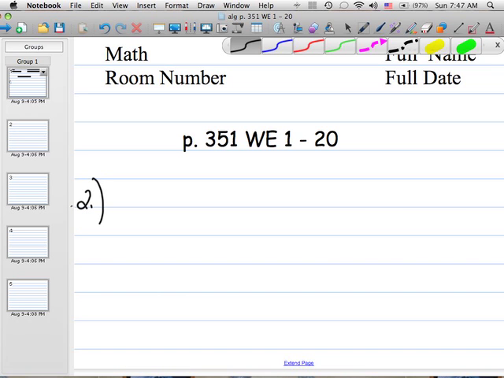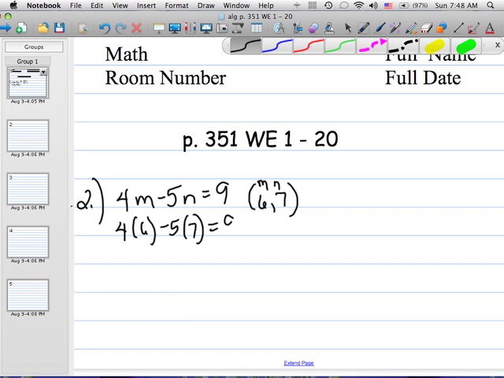The problems, you have to state whether each ordered pair is a solution of the given equation. So I want you to substitute in and show that it either works or it does not. So here we have 4m minus 5n equals 9, and our first ordered pair we're testing is (6, 7), so 6 will be m and 7 will be n. So 4 times 6 minus 5 times 7, we're seeing if that makes 9. That's 24 minus 35, and 24 minus 35 is negative 11, and that does not equal 9. So our answer is no for that one.